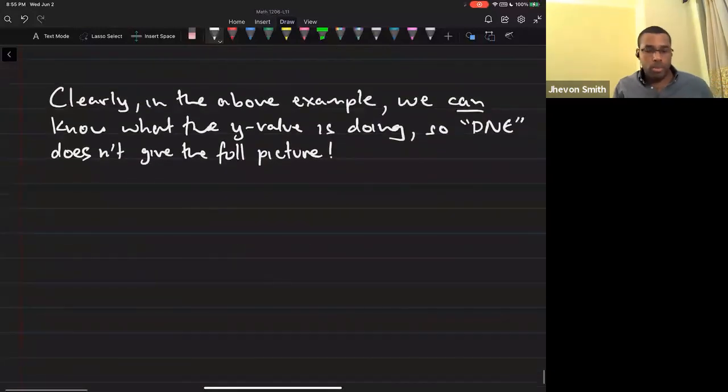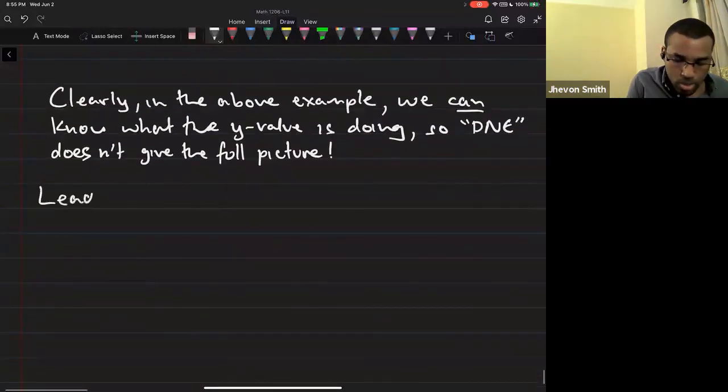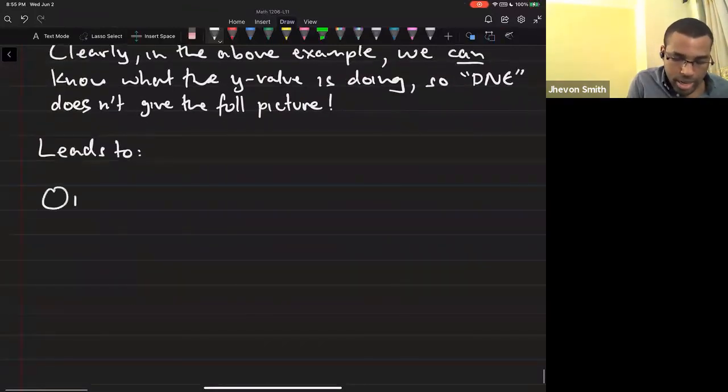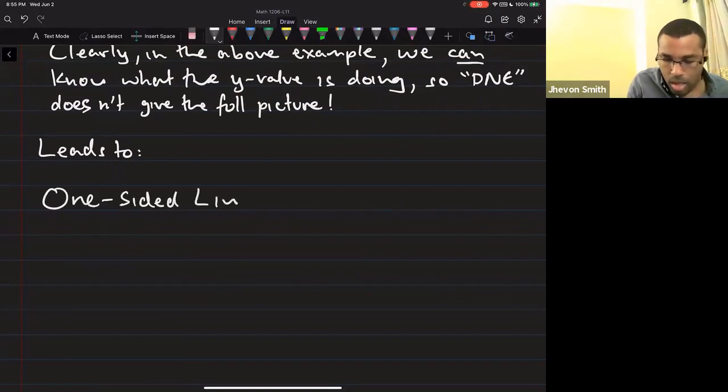Right? So this leads to the idea of one-sided limits. There are times when overall the limit doesn't make any sense based on our definition, but from one side at a time, it does make sense.